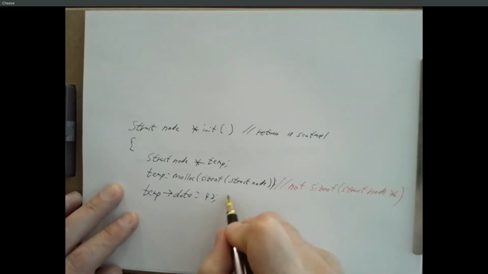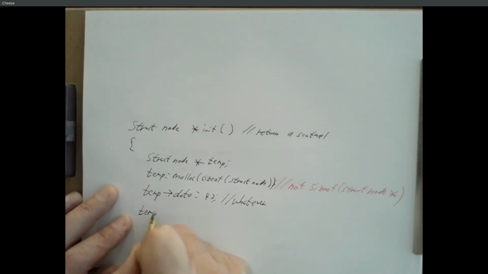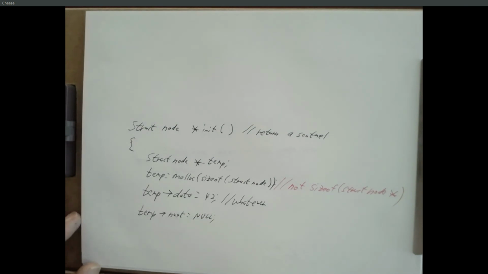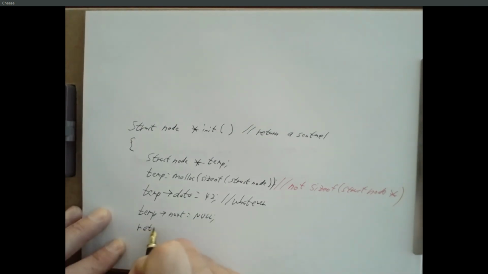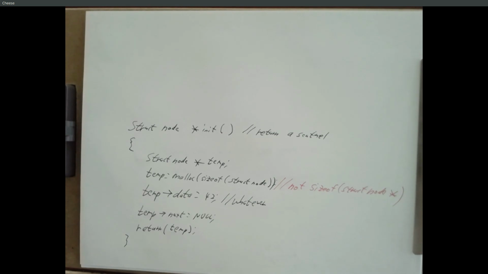So set the data value to whatever you prefer. Set the next field to null. And then, what do we return? What would you hope we could return? Yeah, temp. And that actually works. Why does that work? Because temp is just an address. It's an 8-byte number. No problem returning 8 bytes.